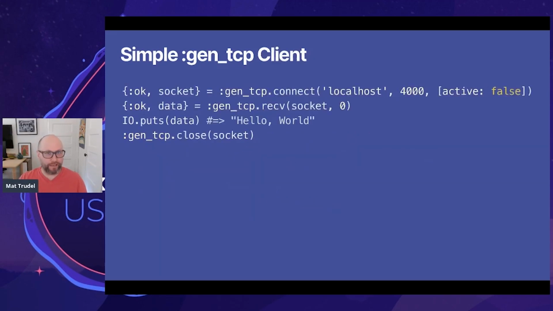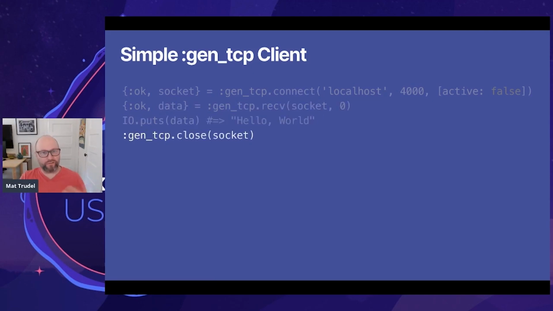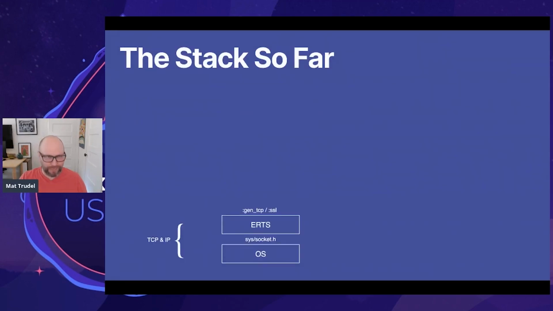On the client side, it's a little bit simpler. We use the gen_tcp connect function to connect to a named IP port pair, localhost and 4000 in this case. We then wait to receive data from the server. In this case, we receive the string hello world. Once we've received that string, we close the connection and we're on our way. So graphically, this stack looks like this, at least at this point.